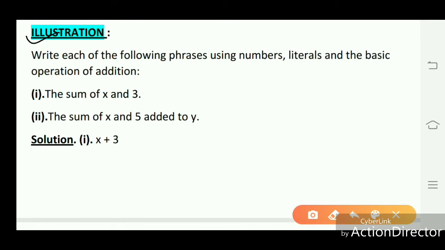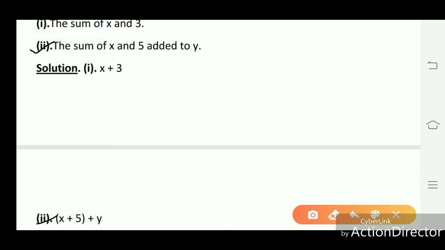Now example, illustration. Write each of the following phrases using numbers, literals and the basic operation of addition. The first example: the sum of x and 3, written in algebra as x plus 3. Second, the sum of x plus 5 added to y. First we add x plus 5 and after that we add y.